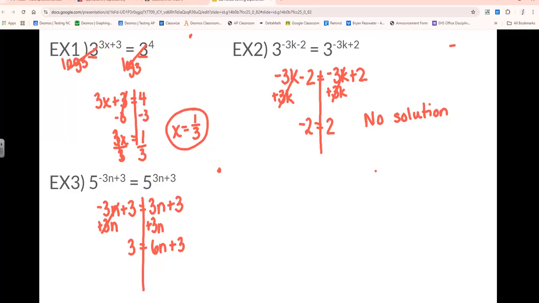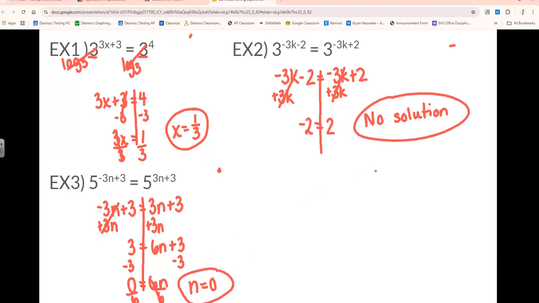What should I do next? I'm going to subtract that 3. What's 3 minus 3? 0. A lot of kids will say no solution at this point, but it's okay. You still have an n. No solution is for when your variable cancels out. You still have an n. All right, I got one more step. I got to get rid of that 6. Caden, how do I get rid of that 6? Divide. Good. So, n equals 0. That is an answer. That is not a no solution. That is an answer.